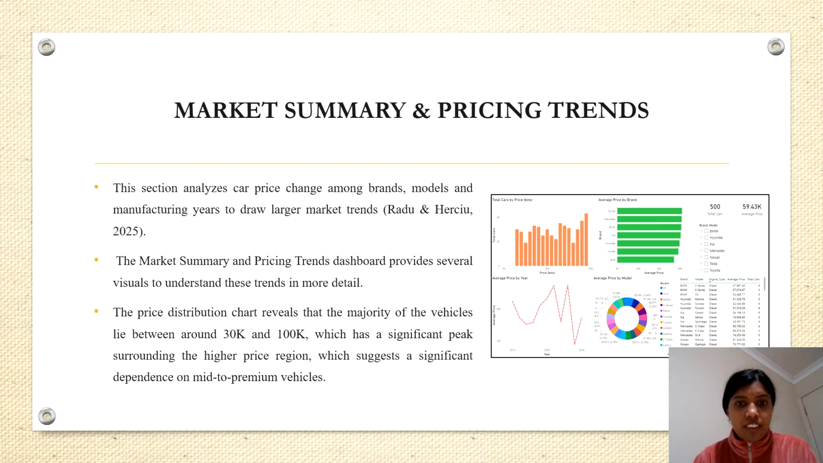This means that the overall market value of the car is moderately high, with an average price per car being approximately 59.43K, which is calculated by considering all the cars. It is evident based on the bar chart that there seems to be no significant price differentiation among the bigger brands, with the average price being around 55K to 60K. Toyota, Mercedes, and BMW brands are mostly similar to each other.